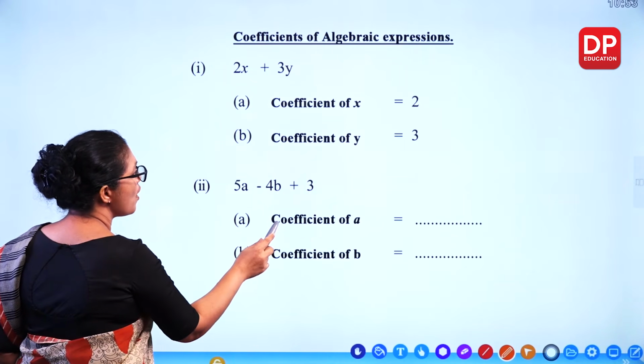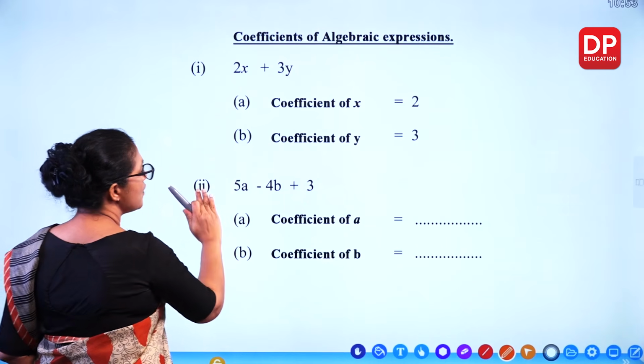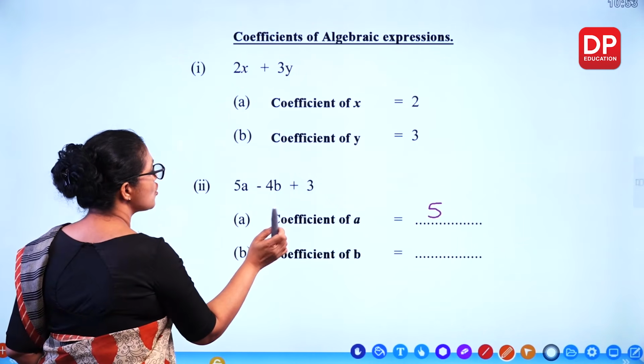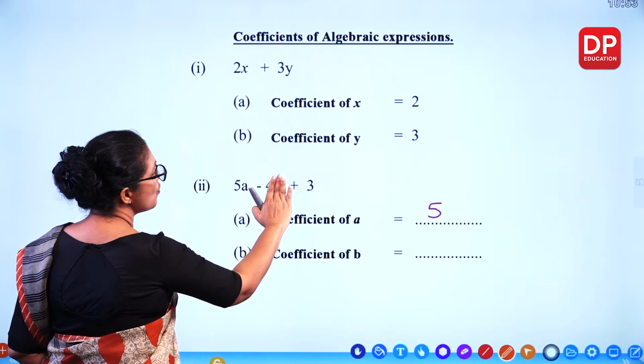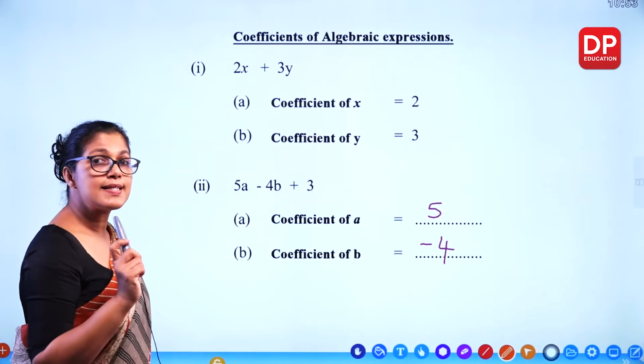So what about the coefficient of a here? When you cover a, you get the coefficient of a. That's 5. What's the coefficient of b? When you cover b, you get minus 4. You have to consider the sign as well.